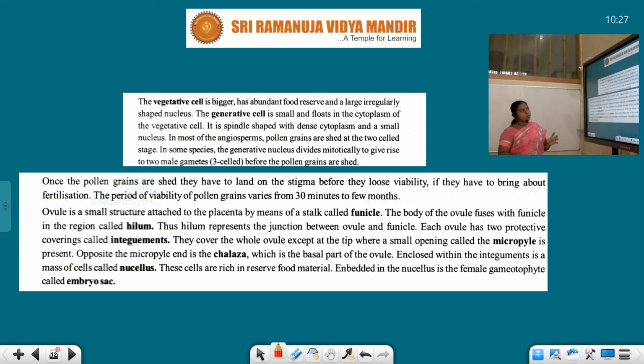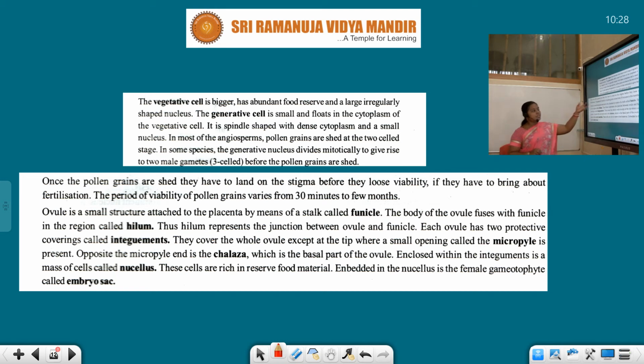In most angiosperms, pollen grains are shed at the two-celled stage. In some species, the generative nucleus divides mitotically to give rise to the two male gametes before pollen grains are shed. So just understand this concept, students. In some species, the generative nucleus divides by means of mitotic division to give rise to two male gametes. One generative cell nucleus is going to give rise to the two male gametes by mitotic division, before the pollen grains are shed.